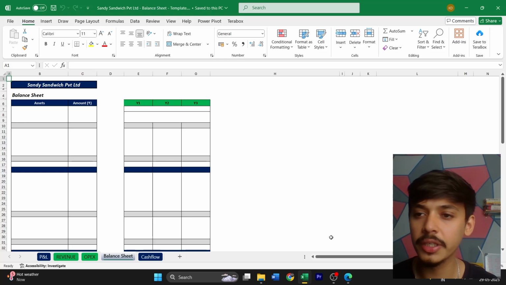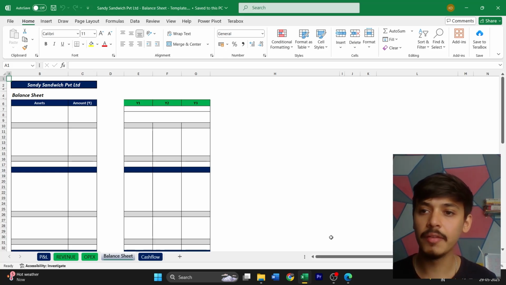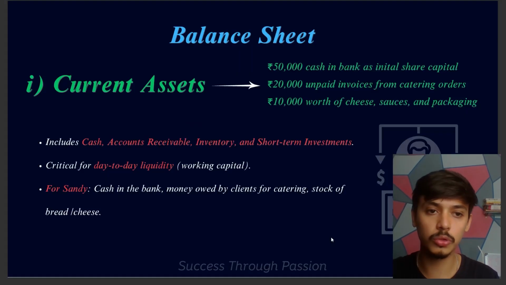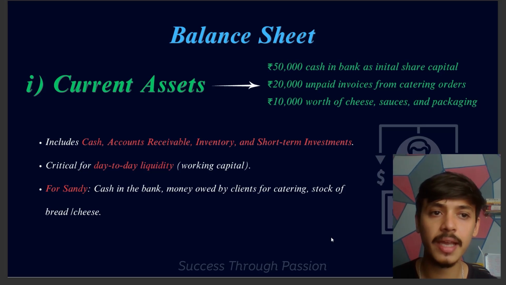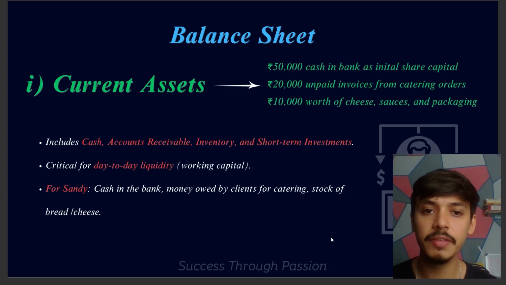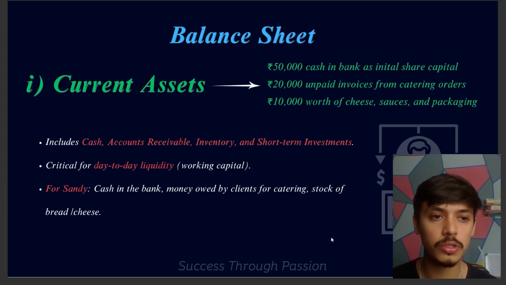Okay, now we are on the template of our case study where we are going to model the entire balance sheet, taking each and every line item one by one. So we will go through the presentation and understand the assumption for every line item. So we are starting with current assets where it is mentioned 50,000 cash in bank as initial share capital. Next is 20,000 unpaid invoices from catering orders. And finally, we have 10,000 worth of cheese, sauces, and packaging.